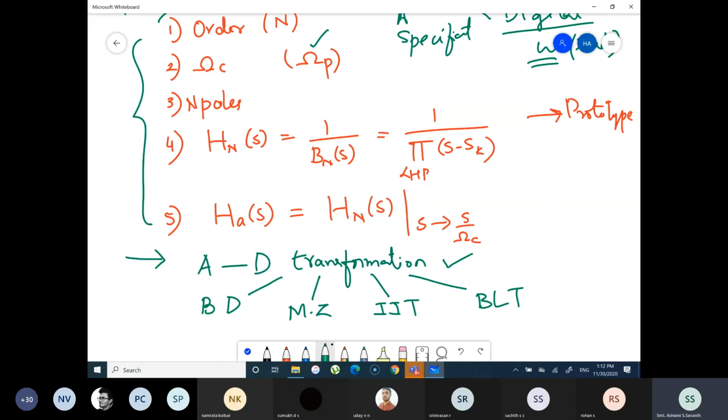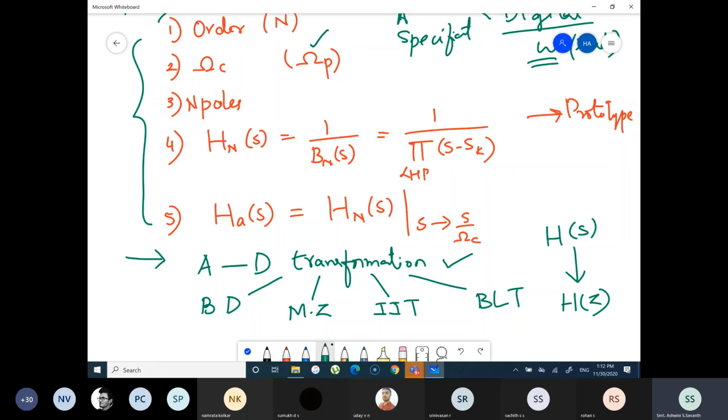This is one way of designing an IIR filter. First design the analog, then convert it to digital. When I say we are converting analog to digital, that means what? You have designed H of S now. This needs to be converted to H of Z.